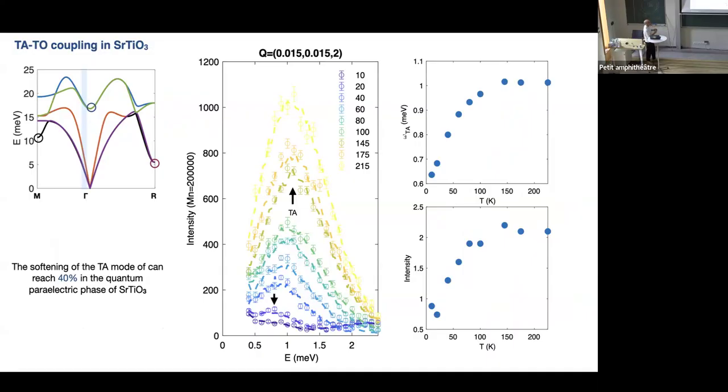And again, you have your acoustic mode. This is this peak, but as you pull down, you see that the intensity is decreasing. But more importantly, the mode energy is softening. And the softening now is 50%. So maybe if you are not familiar with this technique, this is a huge effect. This is like a 50% softening. It really tells you that the system wants to become incommensurate.